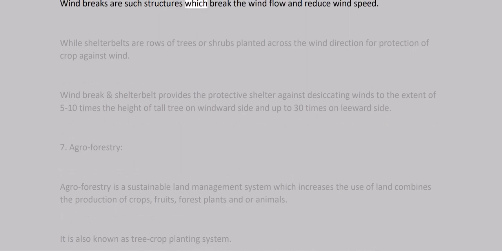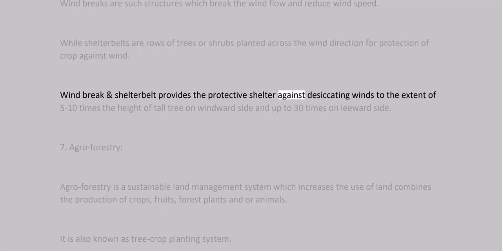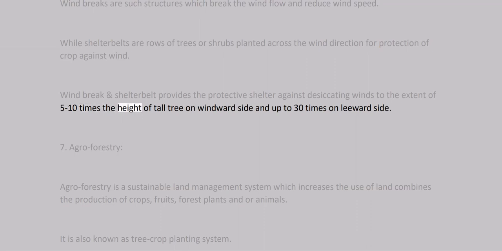Wind breaks are such structures which break the wind flow and reduce wind speed. While shelter belts are rows of trees or shrubs planted across the wind direction for protection of crop against wind. Windbreak and shelter belt provides the protective shelter against desiccating winds to the extent of 5 to 10 times the height of tall tree on windward side and up to 30 times on leeward side.